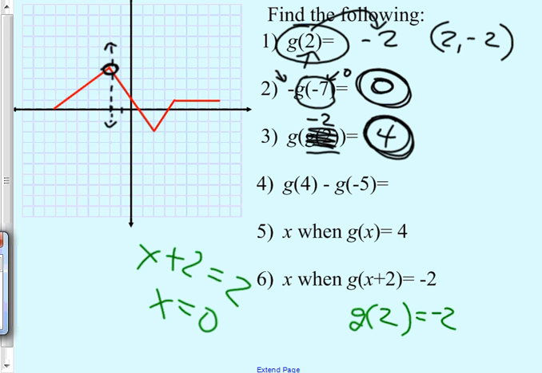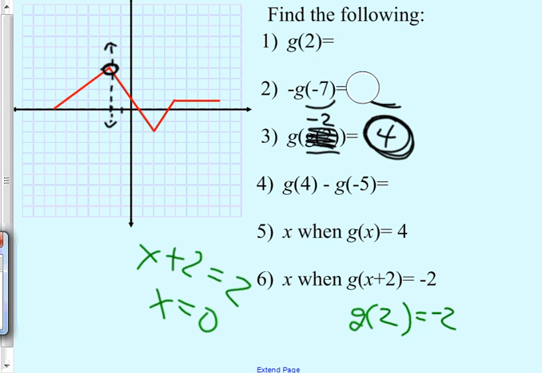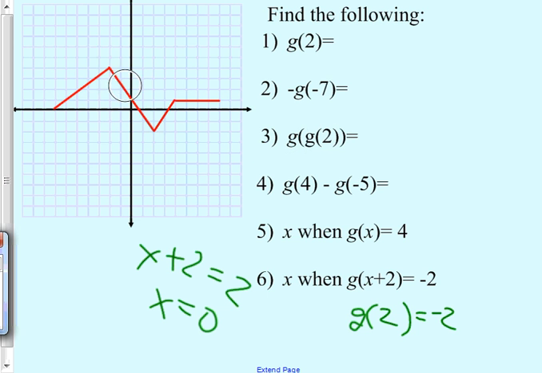Okay, on this next one, g of 4 minus g of -5. All you got to do is find g of 4. G of 4 is right there, which is 1. And g of -5, -1, 2, 3, 4, 5 is right there. And that looks like it's about 2. And then it's 1 minus 2. So you figure them out separately. It's sort of like these are little parentheses. You figure this out, and you figure this out, and now the last thing I do is go 1 minus the 2, which makes -1.